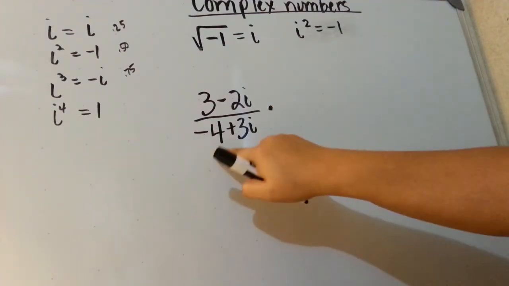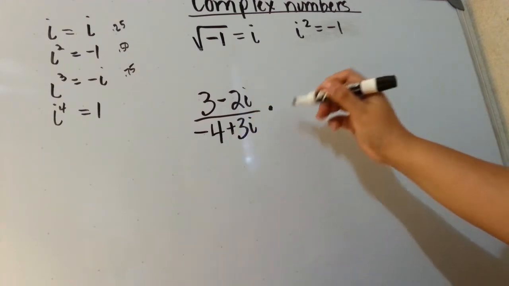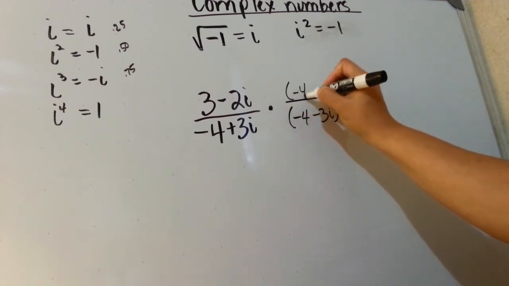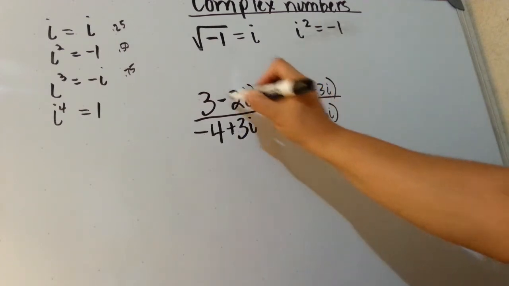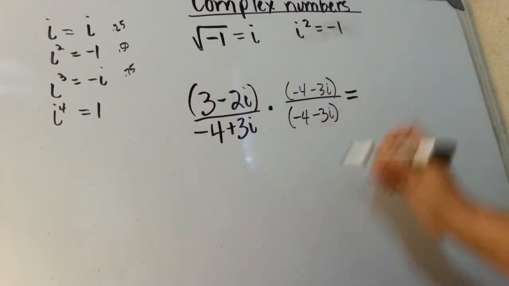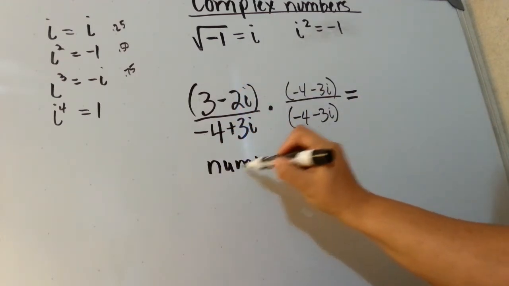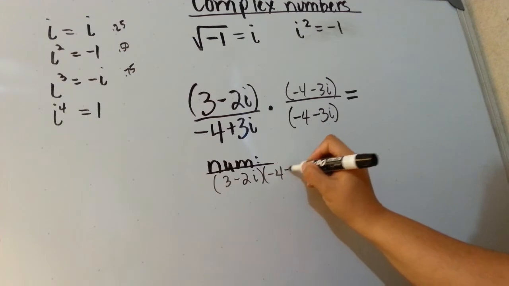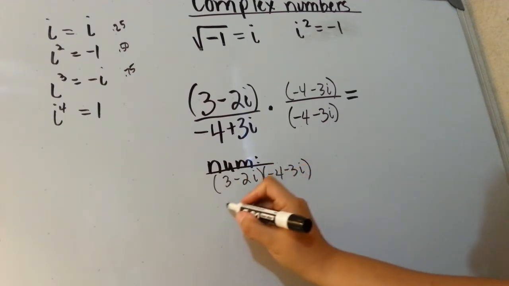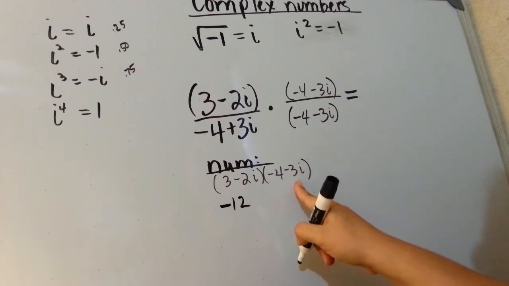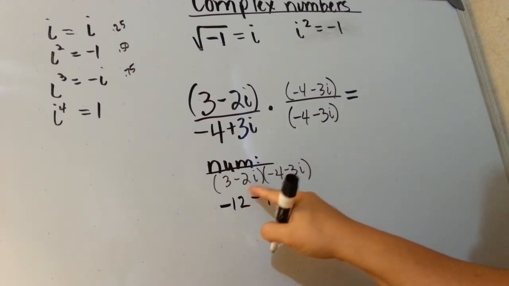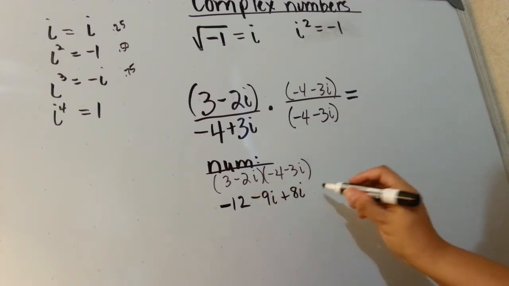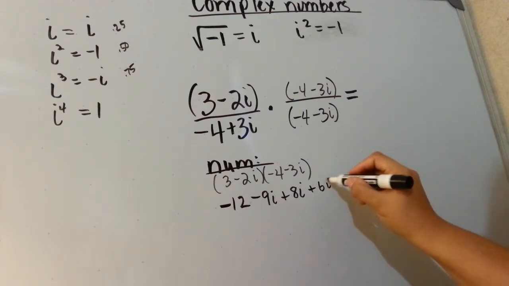Alright, so now I have to get rid of the denominator. And remember, the only thing that changes is the middle sign. So this is minus 4 minus 3i. Minus 4 minus 3i. And now I have to multiply both the top and the bottom. Alright, so I'm going to work out my numerator here. Three times negative 4. 3 times this. Negative 2 times that is positive 8i. That times this is plus 6i squared.